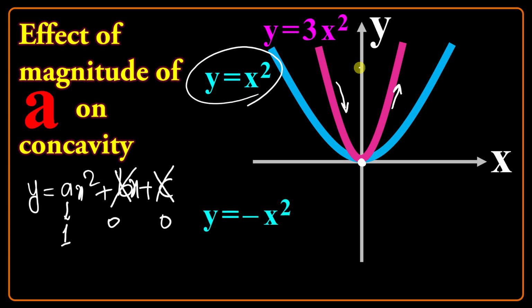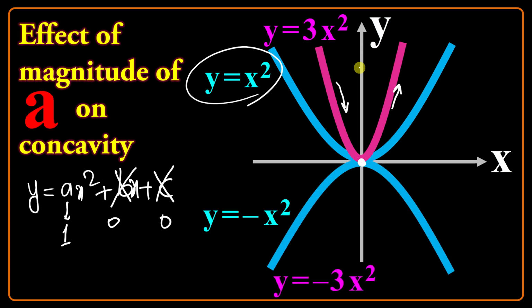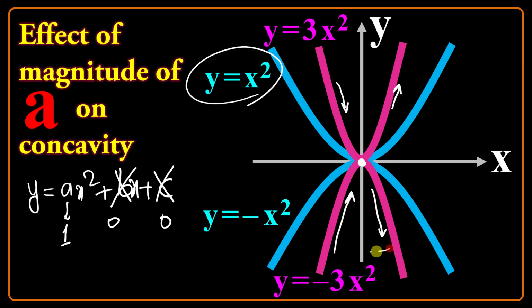Look at this one. If I draw y is equal to negative x squared, I should draw something opening down like this. And if I draw y is equal to negative 3x squared, it will be the same shape but with more concavity again. As you see, it's ascending faster and descending faster, still closer to the vertical axis.